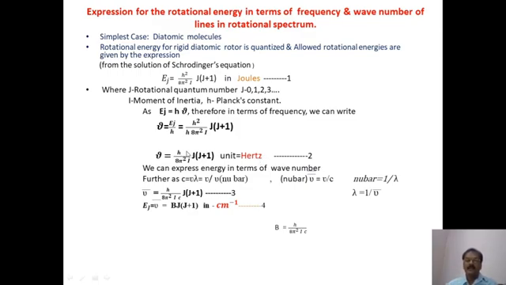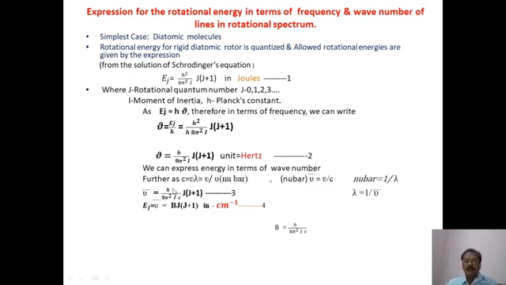Now the same expression can also be converted in terms of wave number. We have the relation c is equal to nu lambda, or c is equal to nu upon nu bar, and we have the relation nu bar is equal to 1 upon lambda, or lambda is equal to 1 upon nu bar. Now from the previous equation, that is equation 2, substituting the value of nu, nu bar is nu upon c, and here h upon 8 pi squared I into c is the denominator, into j plus 1. So this expression is in terms of wave number, having units of centimeter inverse.